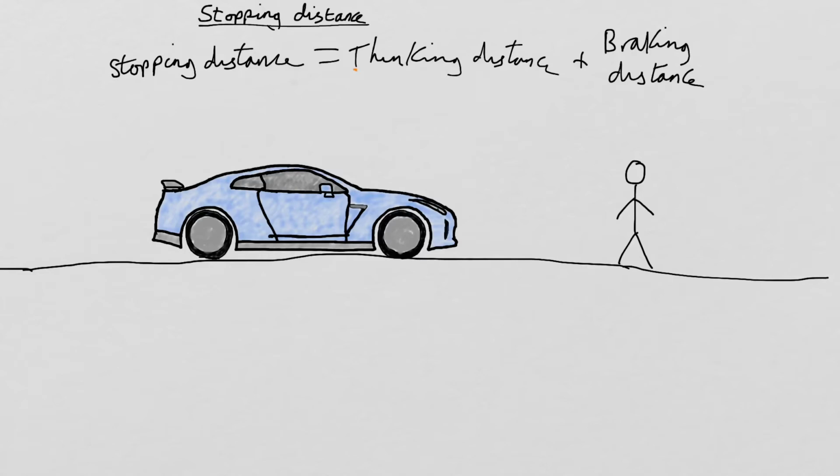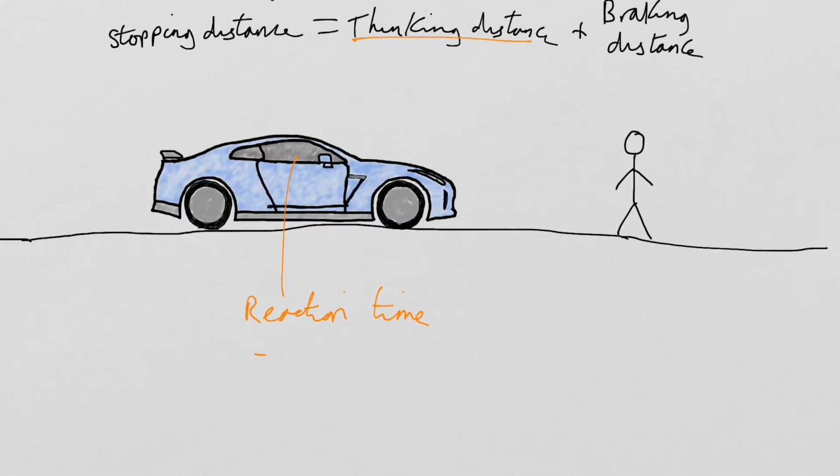Now, the thinking distance is going to be affected by mostly things to do with the driver. So often just the reaction time. And the reaction time is going to be affected by things like maybe the driver is fatigued, maybe the driver is tired. Perhaps the driver has some alcohol in his or her system, or maybe drugs. Perhaps there's some distractions involved, like maybe a crying baby in the back seat, or maybe loud music, or the driver might be using their mobile phone. So all of these things are going to affect the driver's reaction time.